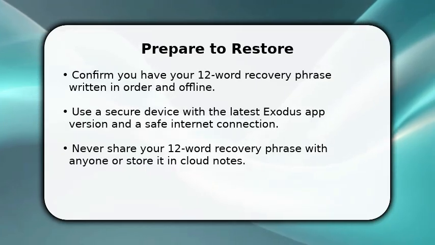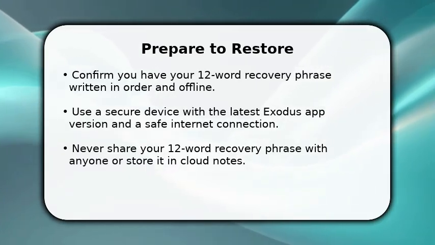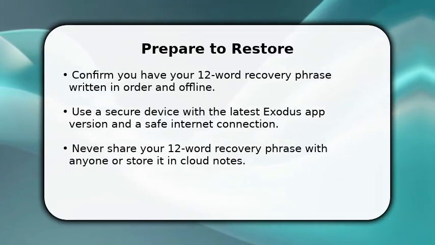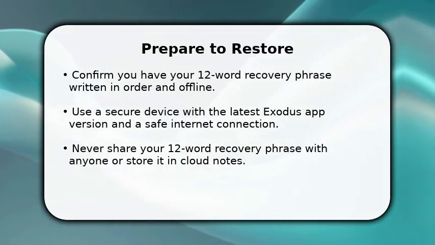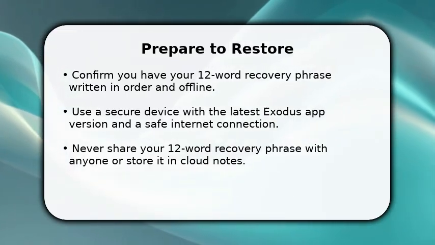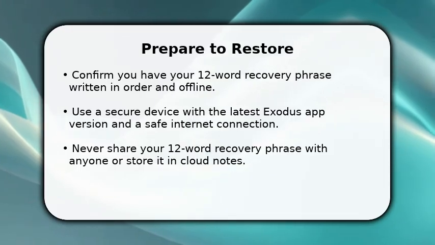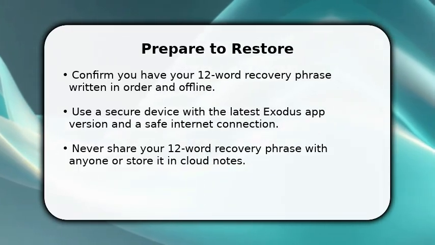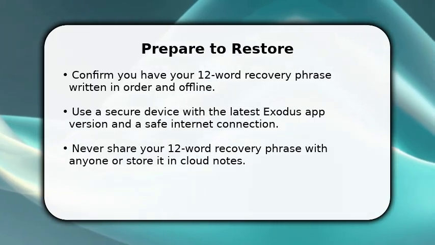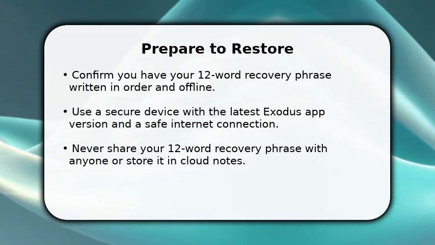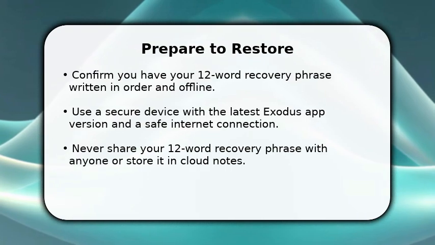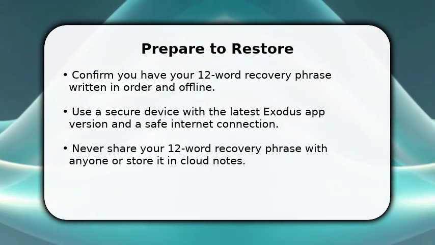Confirm you have your 12-word recovery phrase written in order and offline, because that phrase is the single key to your funds. Use a secure device with the latest Exodus app version and a safe internet connection to avoid tampering. Close other apps and disable remote access while you restore. Never share your 12-word recovery phrase with anyone or store it in Cloud Notes. If you only have a partial phrase, stop and recover the full 12 words before proceeding to avoid permanent loss.